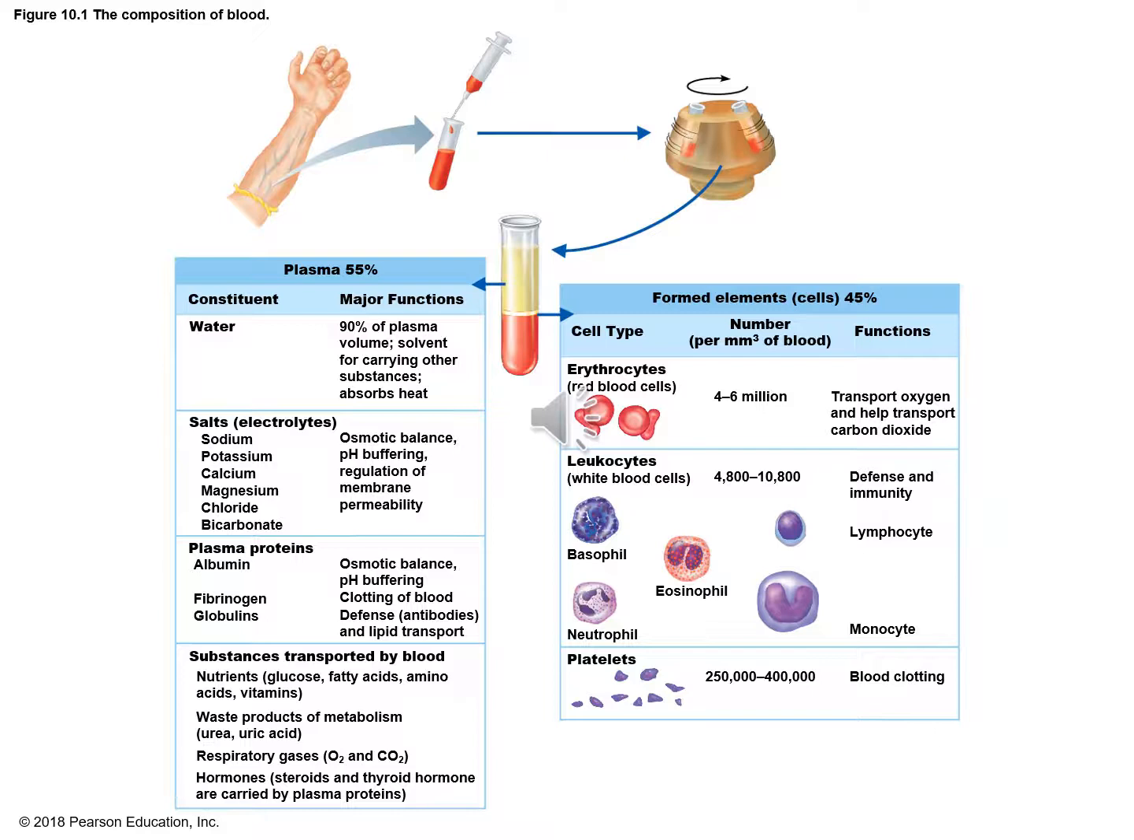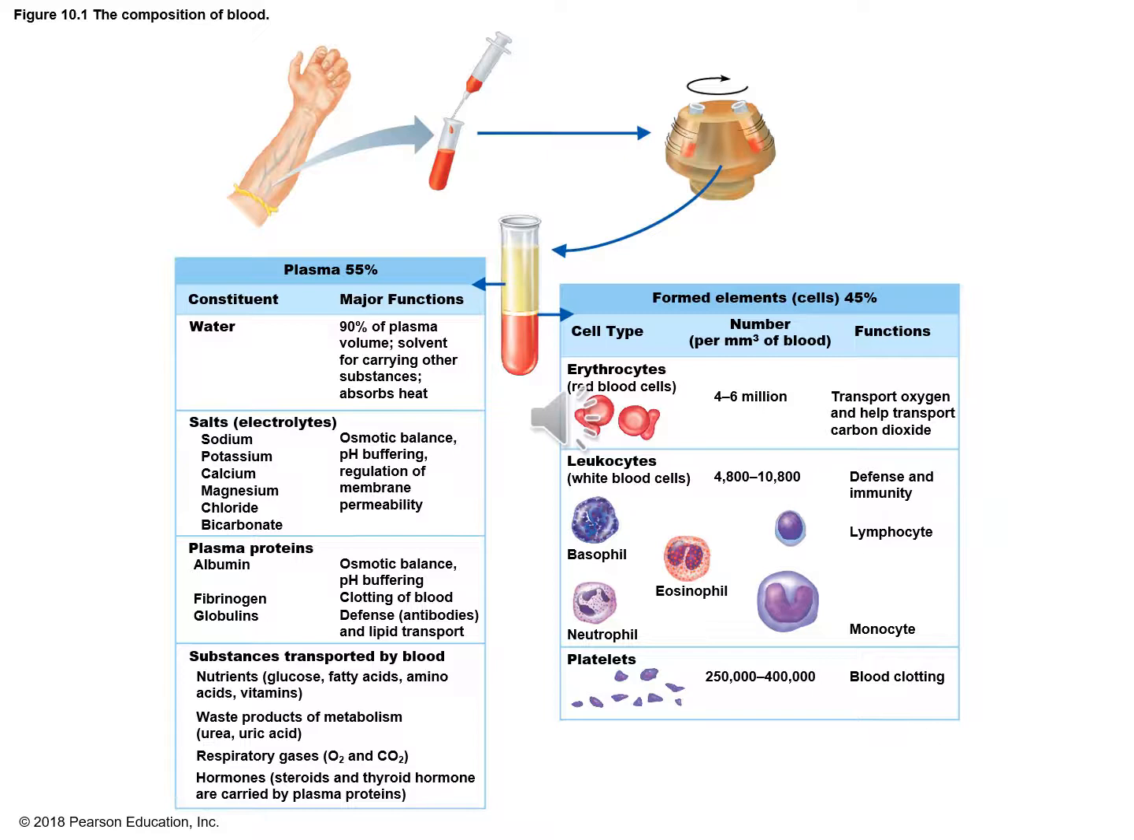In a very simplistic way, we could think of albumin as a sponge because it has a tendency to draw water towards it. So if a patient is administered albumin, then we know that it will act like a sponge and draw fluid into the vascular space. Okay, so also under plasma proteins we have fibrinogen and globulins, and listed there what their functions are. And then a few other things are listed near the bottom, including nutrients, urea and uric acid, respiratory gases, and some hormones, of course.